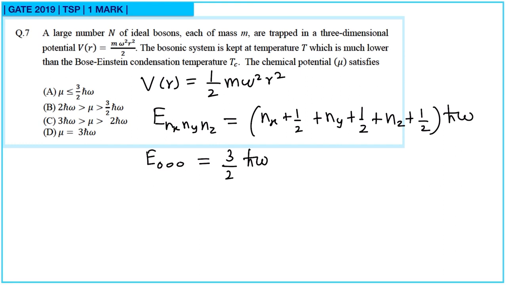As the temperature is much lower than Tc, the chemical potential is very close to this ground state energy. So it will be equal to 3/2 ħω, and it will be even less than that. So mu will be less than or equal to 3/2 ħω. So option A is correct. Next question.